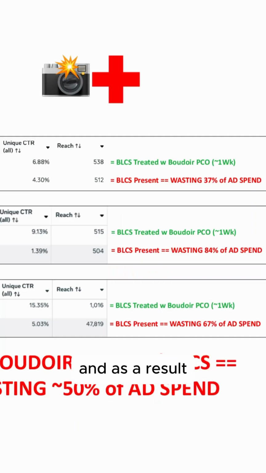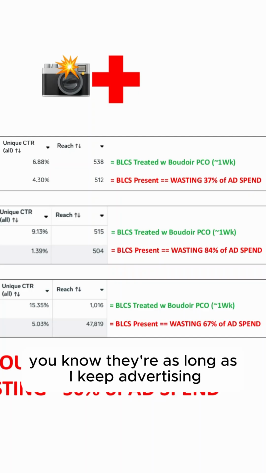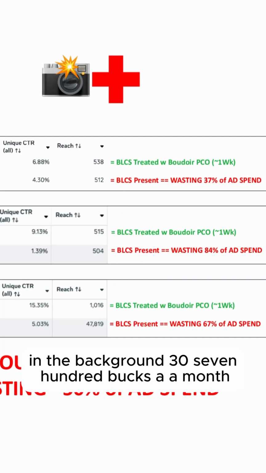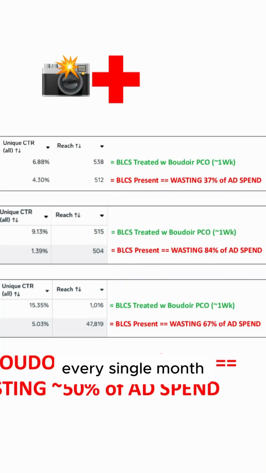And as a result, as long as they keep advertising, they're getting this phantom bonus in the background, $3,700 a month, every single month.